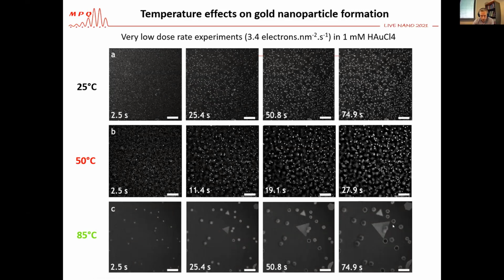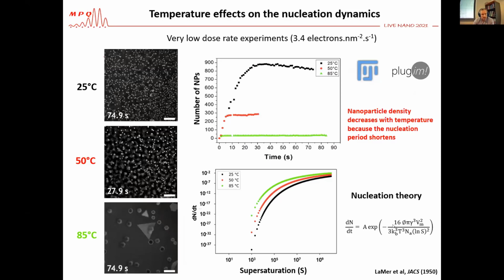So of course, if you want to be quantitative, you need to use automated video data processing. That's what we do. We did it using Fiji, and also this very nice platform developed at EPFL in Switzerland, a plugin. It's freeware, so it works very well for our systems. And this allows us to quantify the number of particles over time inside the liquid cell during the different experiments. And we clearly quantify the drop in nanoparticle density with temperature.